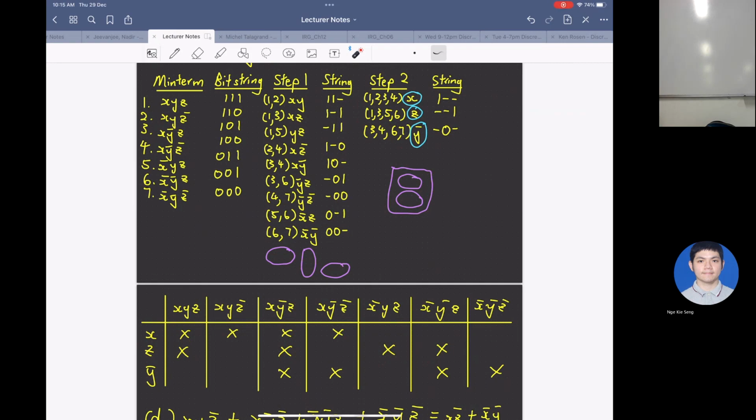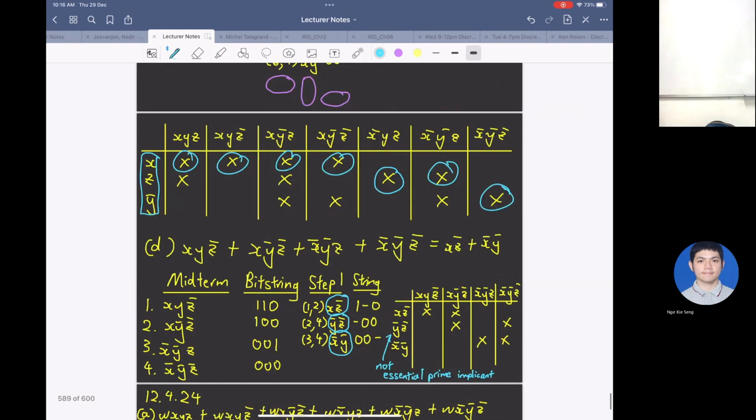Next you need to pick the smallest set of prime implicants that covers the whole function. For example, if I pick the x, I cover 1, 2, 3, 4. So I still need to cover 5, 6, 7. So I still need more to cover 5, 6, and 7. For example, the Z will cover 5 and 6, and then Y bar will cover the 7. So you need 3 of them. Make sense?